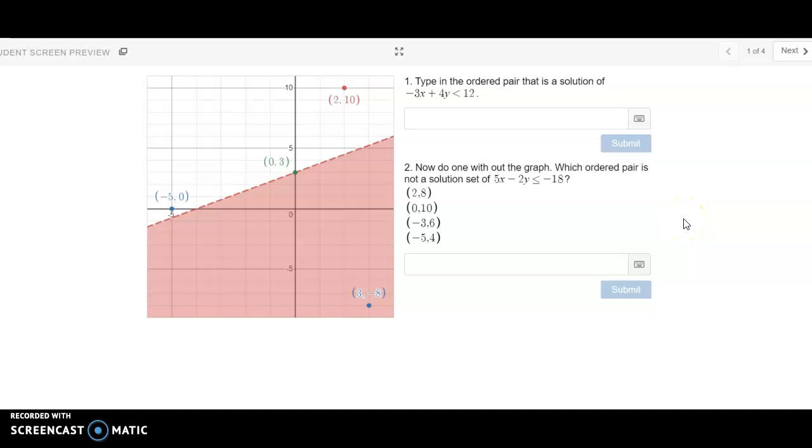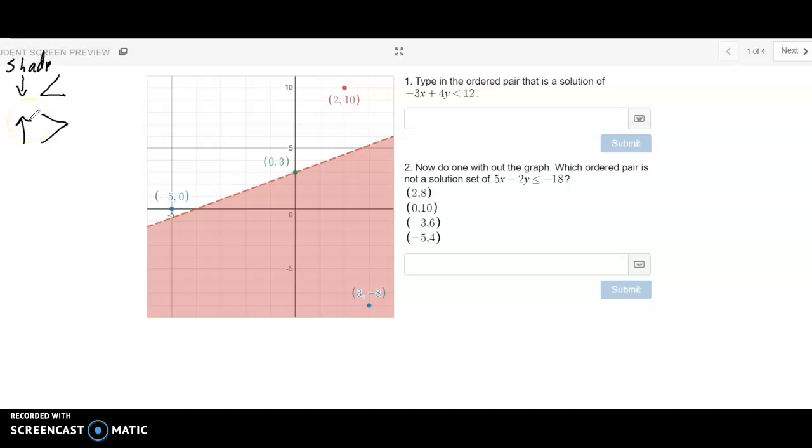Okay, this video is over 8.7 linear inequalities. And so I'm going to cover a couple of things before we start the assignment. When we're talking about inequalities, we're talking about our less than, greater than symbols. And when we have the less than, we shade below. If it's a greater than, we shade above the line.